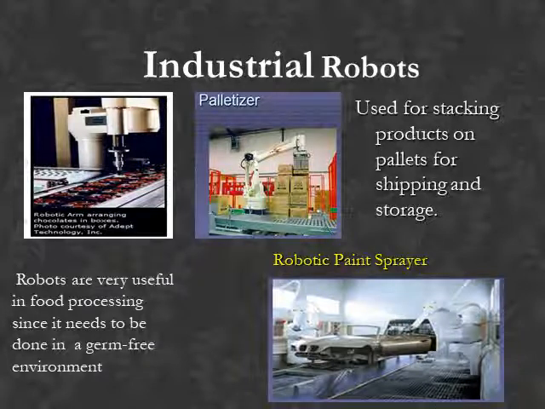Robots are very useful in food processing since it needs to be done in a germ-free environment. Palletizer. A palletizer is used for stacking products on pallets for shipping and storage. This diagram is a robotic paint sprayer.